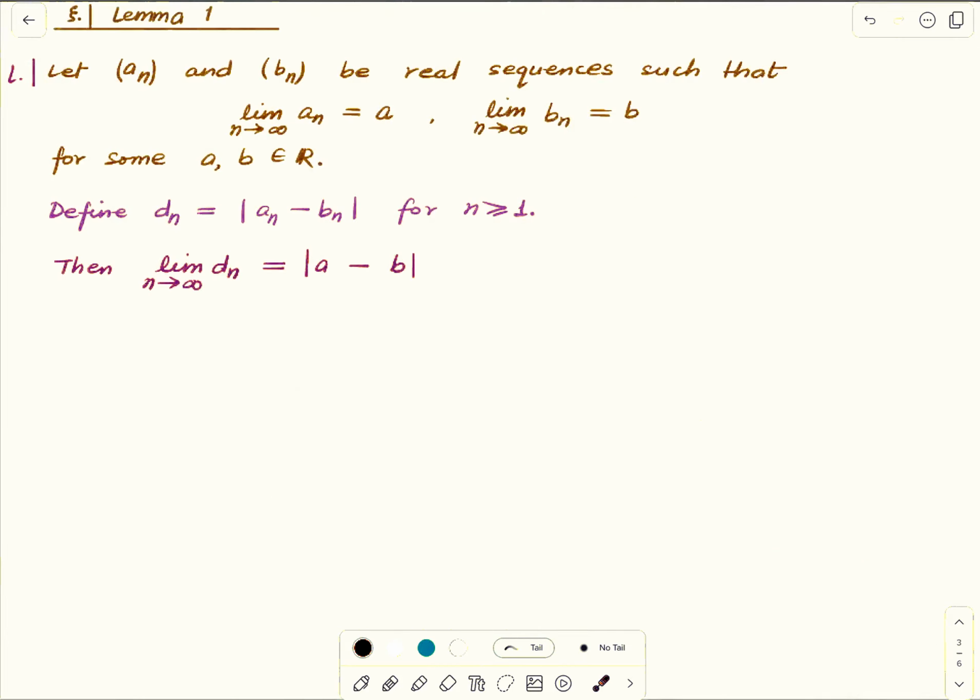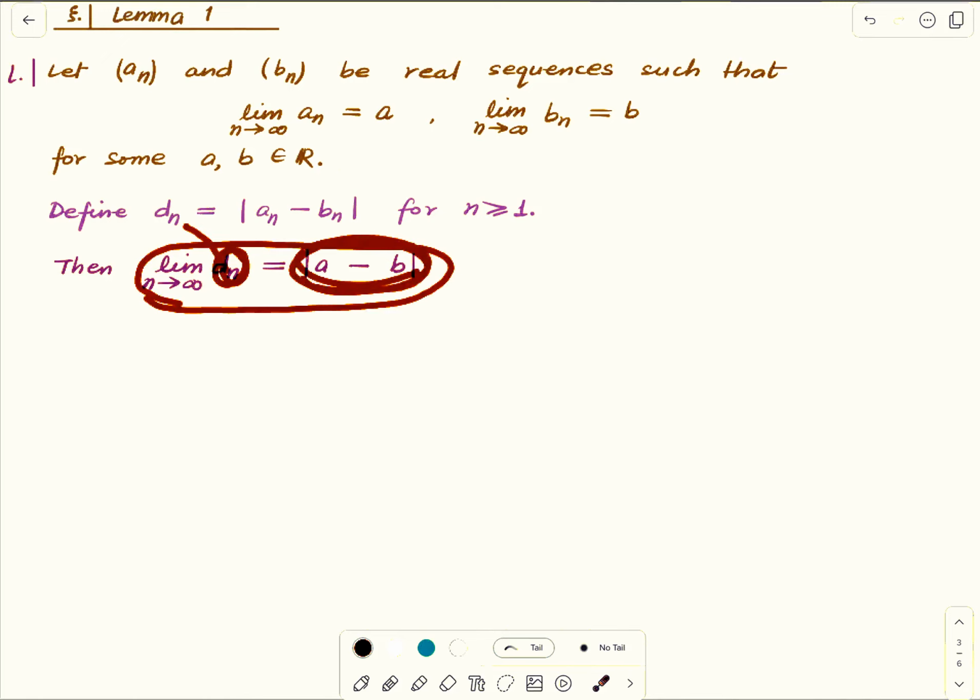So let's start. Fix two real sequences such that both are convergent, and let's call A the limit of the first one and B the limit of the second one. Define a new sequence, d_n, which records the distance between the nth terms of the two sequences. Then we claim that the sequence d_n also converges, and in fact it converges to this difference, the distance between A and B.